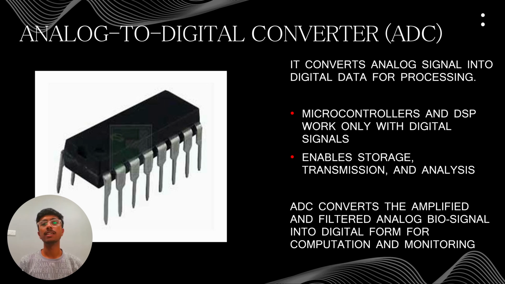After amplification and filtering, the biological signal is still in analog form. But most modern systems like microcontrollers and digital processors can only work with digital data. This is where the analog to digital converter, or ADC, becomes essential. The ADC converts the continuous analog signal into discrete digital values. In simple terms, it takes a smooth real-world signal and turns it into numbers that a computer can understand and process. For example, a 16-bit ADC has 2^16 levels.